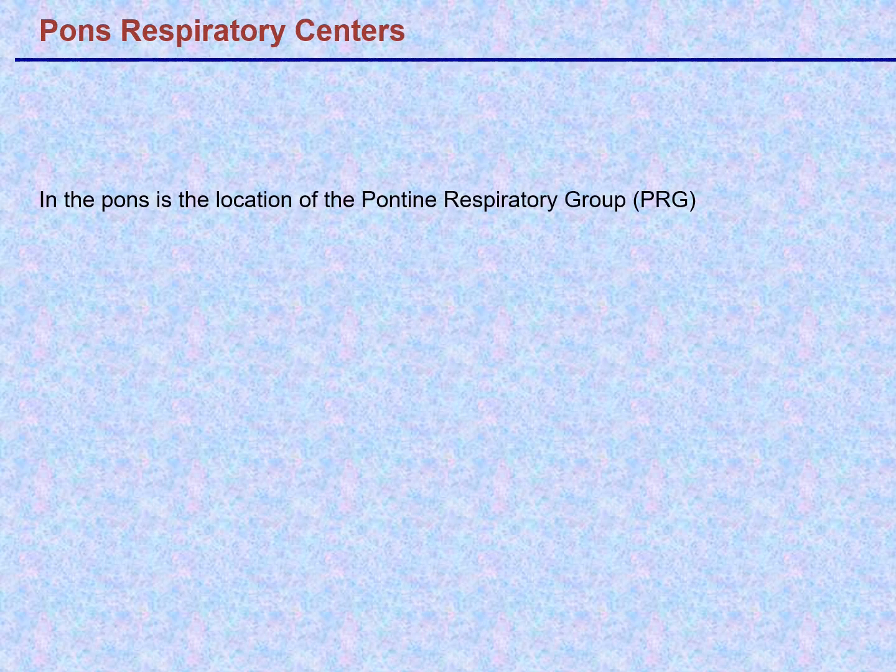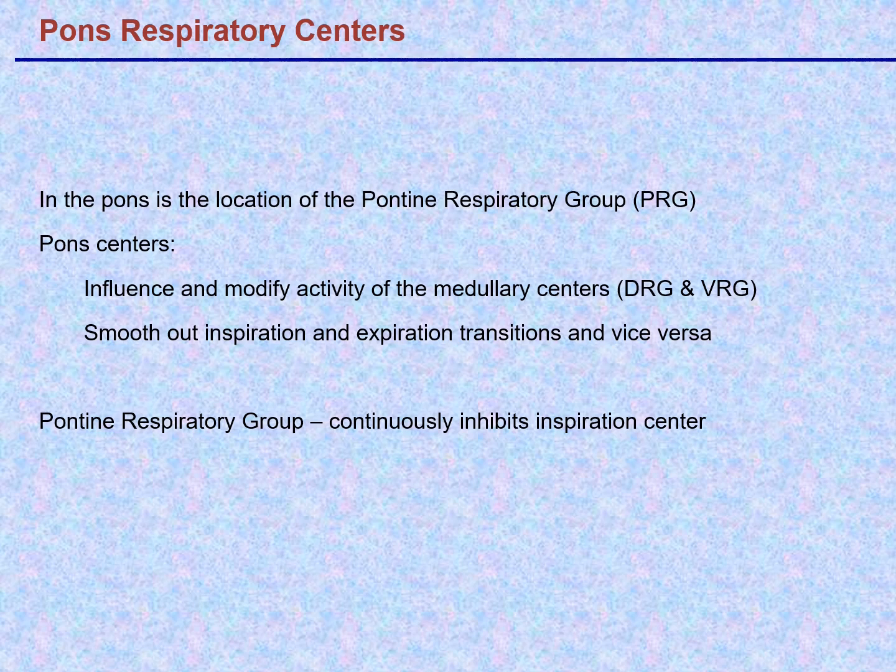Okay. There is also another respiratory group present in the pons, and it was on the previous diagram. I hope we see that again. So in the pons you have the pontine respiratory group, or PRG. The pontine respiratory group has an influence and can modify activity of the two medullary centers, the DRG and the VRG.